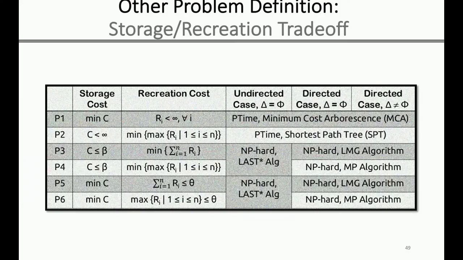So in addition to this problem definition, we also consider different cases varying the optimization goal and the constraint. And also, as Christian mentioned, we consider the case where the delta is basically the storage and the phi is basically the recreation cost. We consider different cases here.